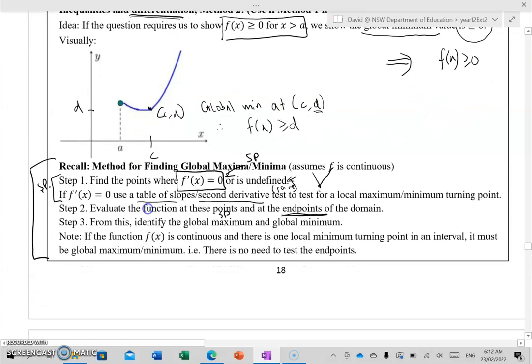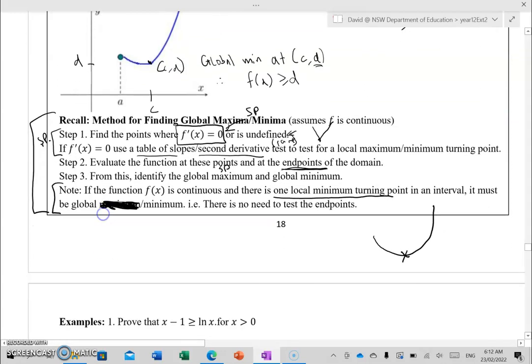We're trying to show that the function is greater than or equal to 0, so we care about the min value. Okay, if the function is continuous and there is one local minimum turning point in an interval, it must be the global minimum, and there's no need to test endpoints. So this special note is for the case of one minimum turning point. If you've got a continuous function, and there's one stationary point, it's a minimum, then that minimum will be the global minimum. You should be used to writing a particular statement to prove that, and you would have learned that in 2 unit. But we'll go through an example where we write that particular statement.